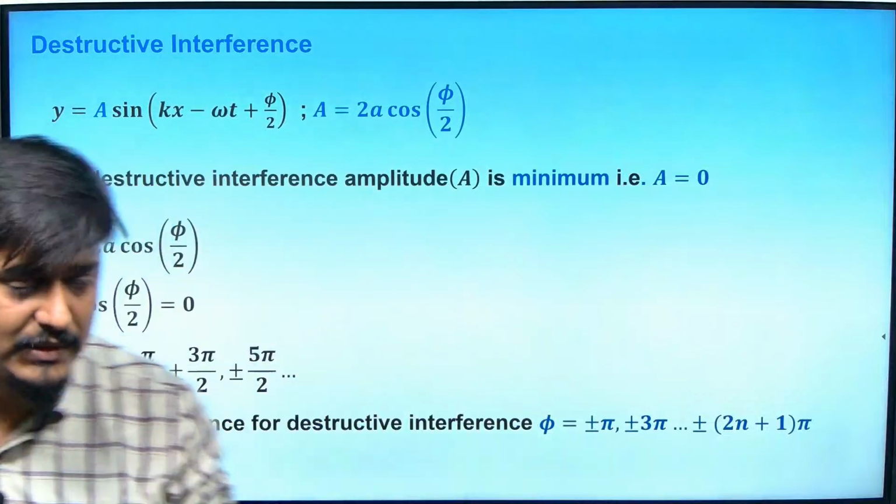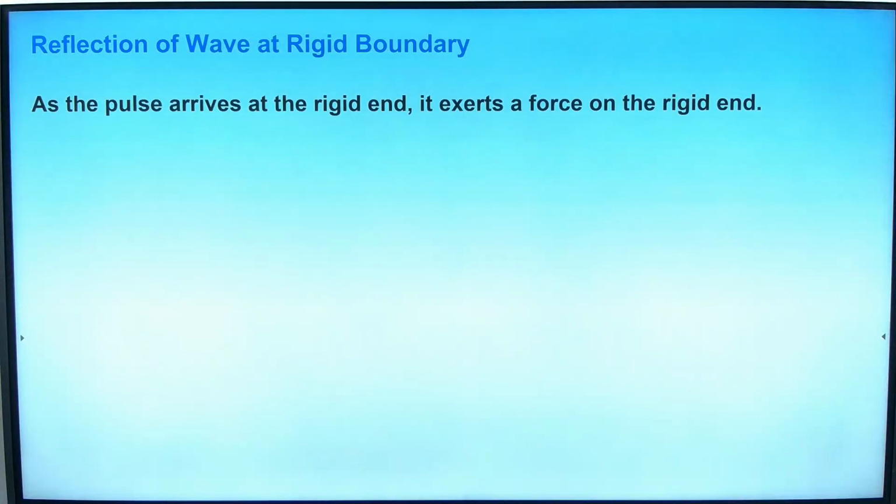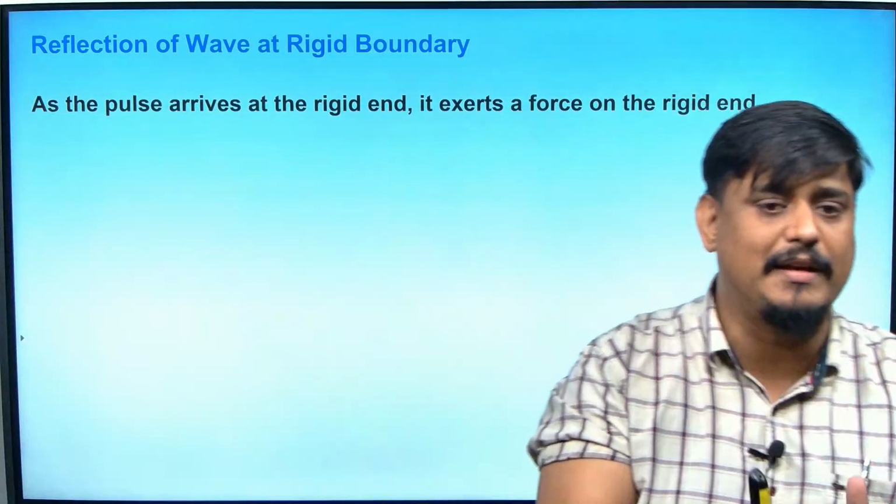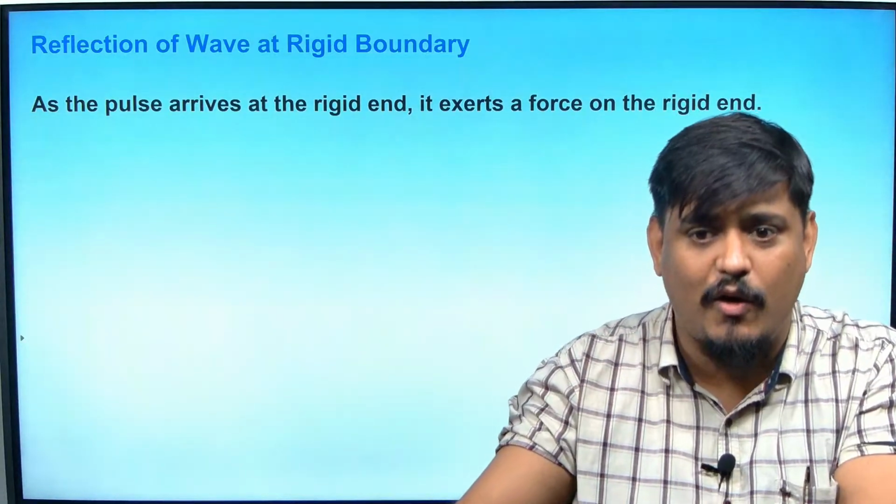So, this is about constructive and destructive interference. Be very clear in this. Next, I talked about boundaries. I said when a wave is going and hitting a boundary, how it is going to behave depends totally upon whether it is a free boundary or a rigid boundary.